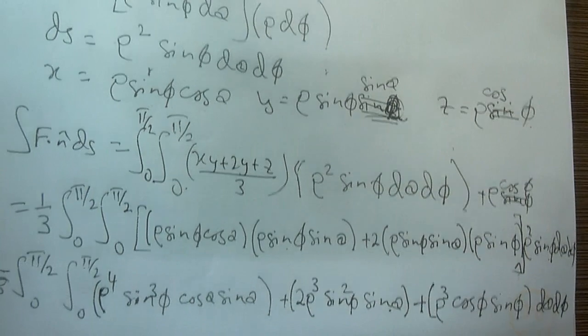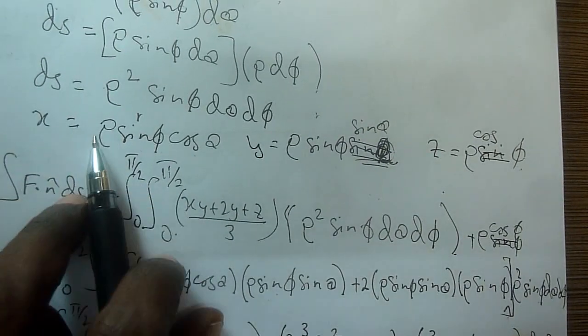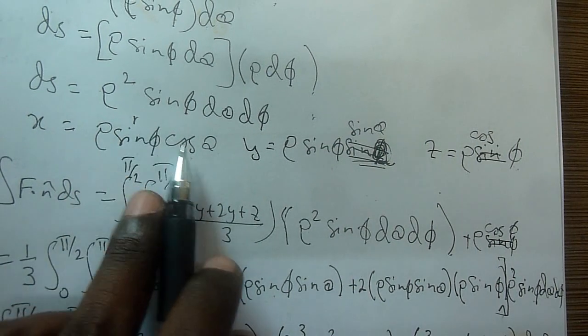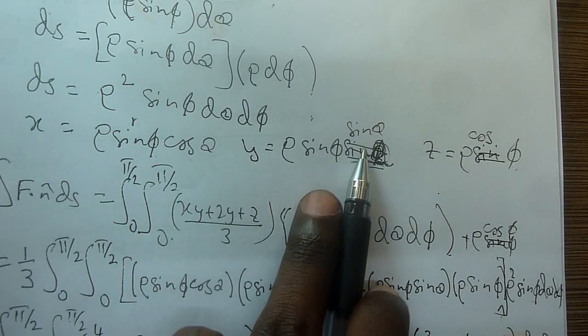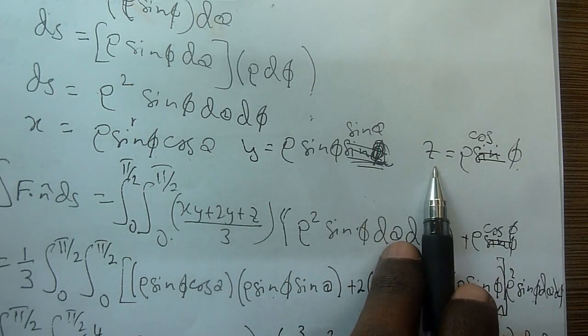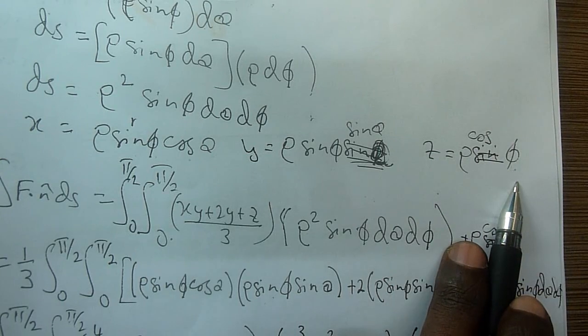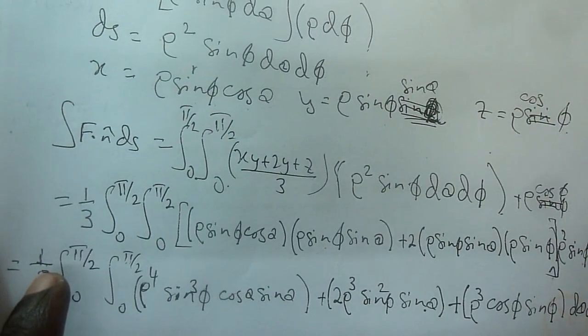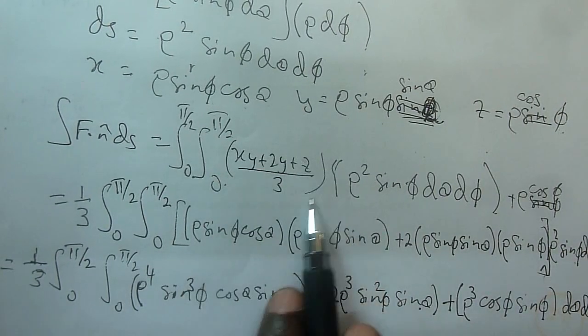Okay, please make corrections here from the previous class. x equals rho sin phi cos theta, y equals rho sin phi sin theta, and z equals rho cos phi. And the function becomes complex.